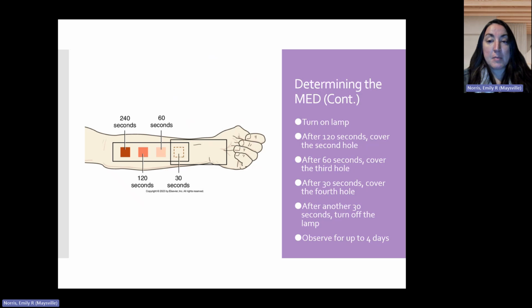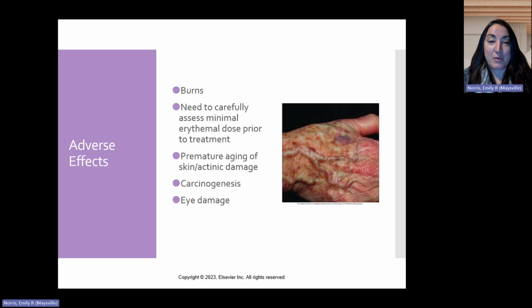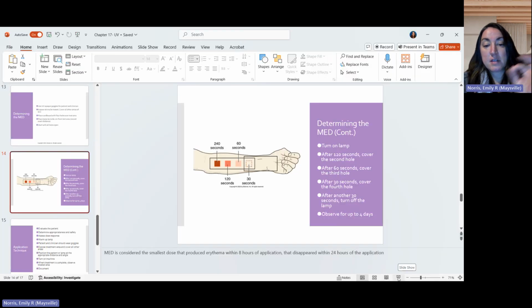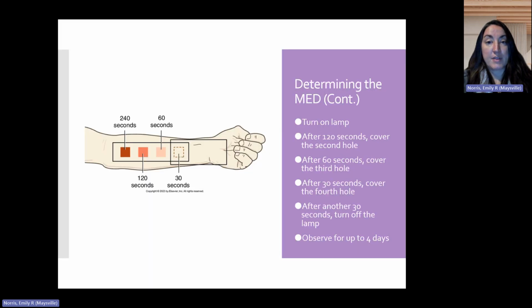So the minimal erythemal dose is the smallest dose that produces that erythema within 8 hours, but that erythema effect goes away within 24. So whichever dose, the smallest one that caused that erythema effect to occur within the 8 hours, but then to go away, that is what you will be using.